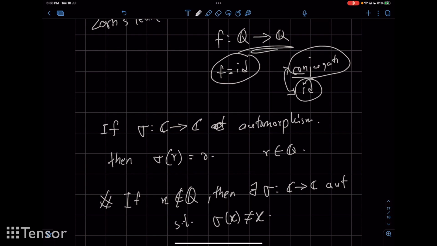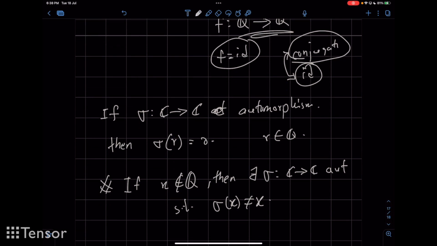So the forward direction says that all the rationals are mapped to themselves. The converse says that the only numbers that get mapped to themselves all the time, by all the time, I mean through all the automorphisms, are only the rational numbers. Well, it's an automorphism, right? So it's actually an isomorphism with itself.